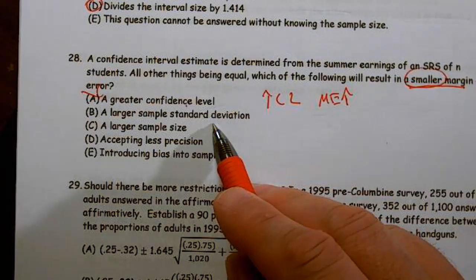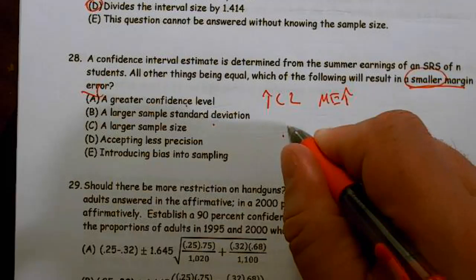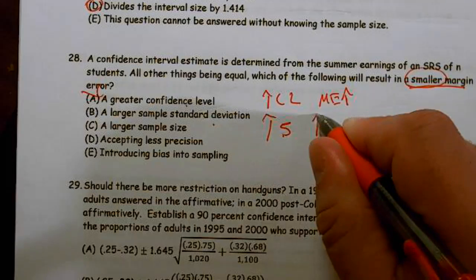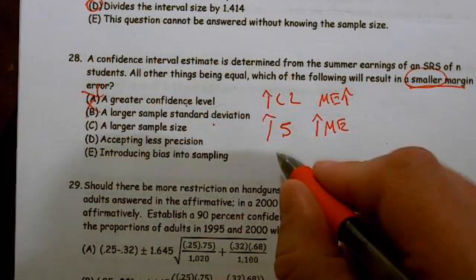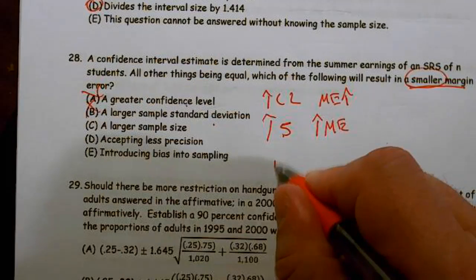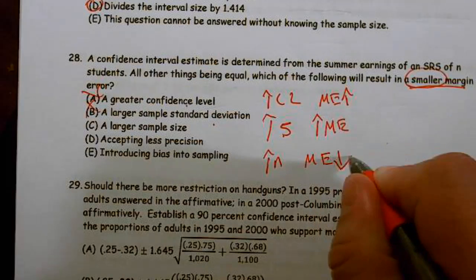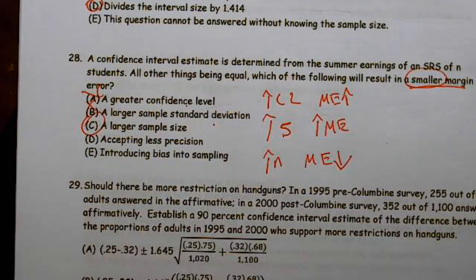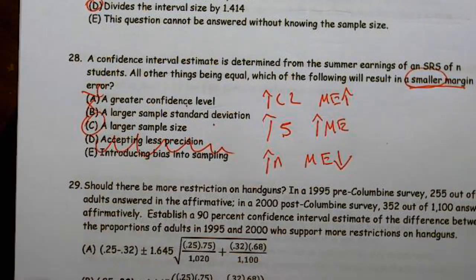A larger sample standard deviation? All right, so as my standard deviation goes up, as s goes up, my margin of error goes up. A larger sample size? As n goes up, my margin of error goes down. All right, so this one is C. As n goes up, my margin of error goes down. These two don't apply. Those two don't apply.